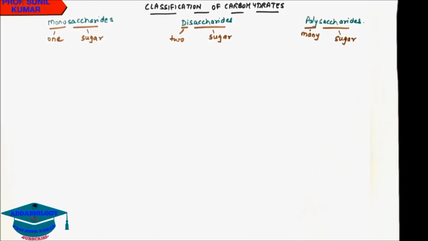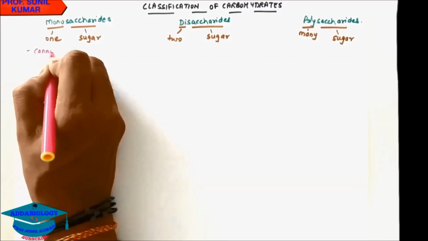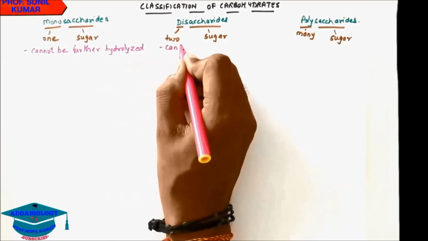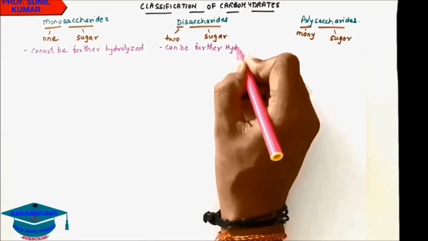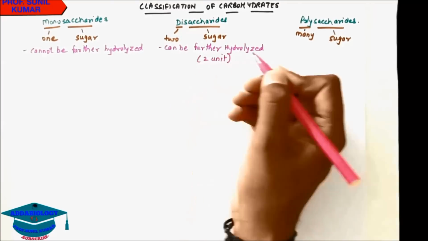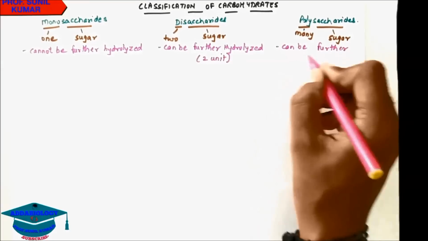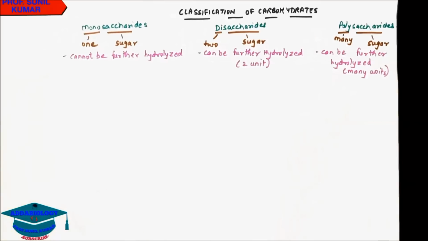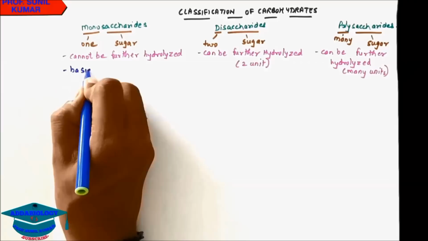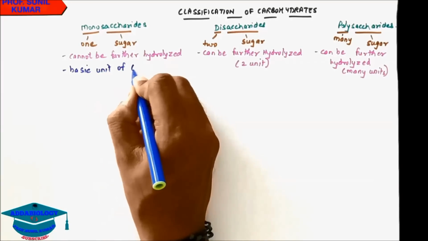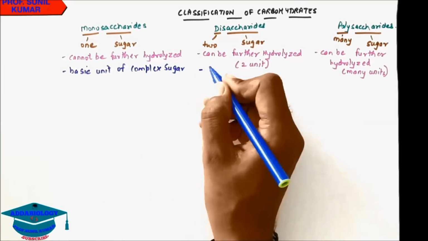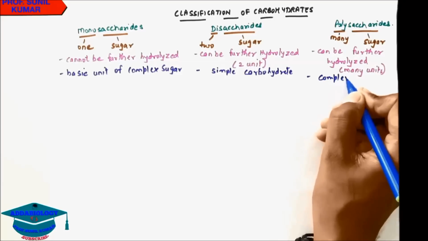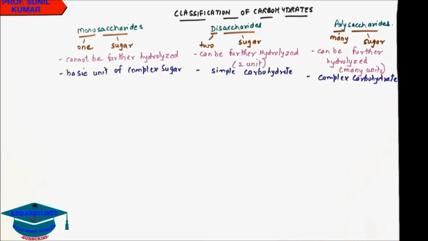When we see monosaccharide, it is the unit, so it cannot be further hydrolyzed, but disaccharide can be further hydrolyzed to give only 2 units. Polysaccharides can be further hydrolyzed to give many units. The basic unit of sugar is monosaccharide, so it's a basic unit of complex sugar. Disaccharides are simple carbohydrates, and polysaccharides are complex carbohydrates.